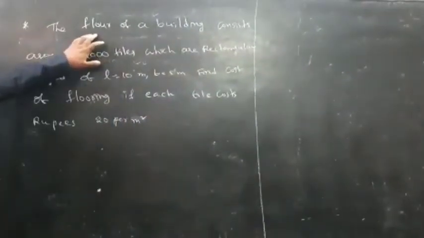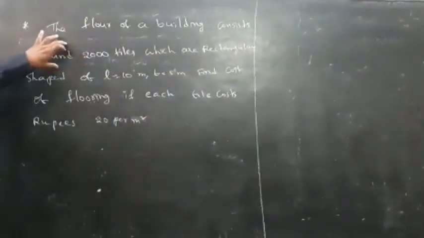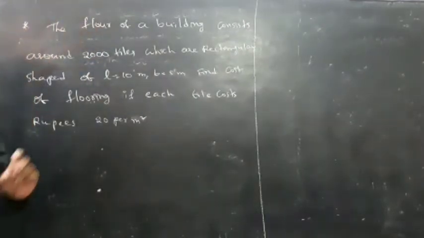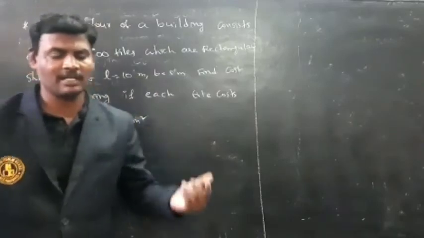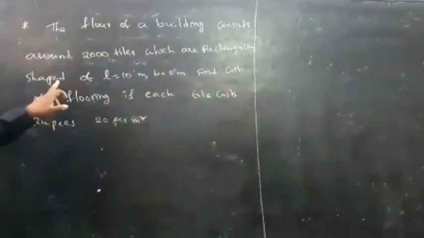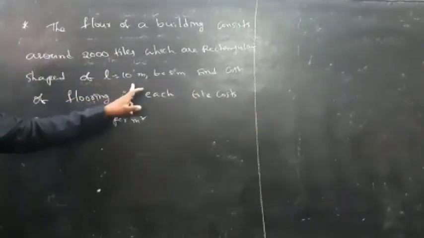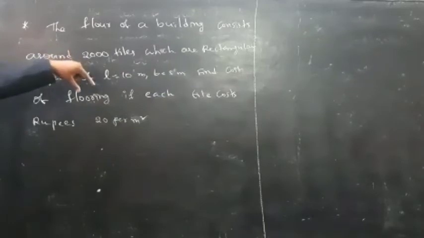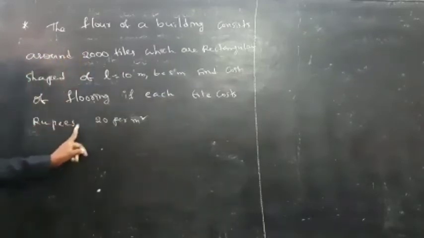The floor of a building consists of around 2000 tiles which are rectangular in shape. The tiles are in the shape of a rectangle with length 10 meters and breadth 5 meters. Find the cost of flooring if each tile costs rupees 20 per meter square. First of all, the given.